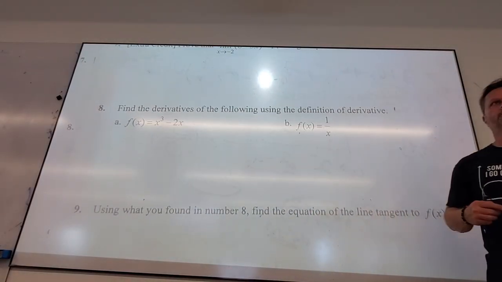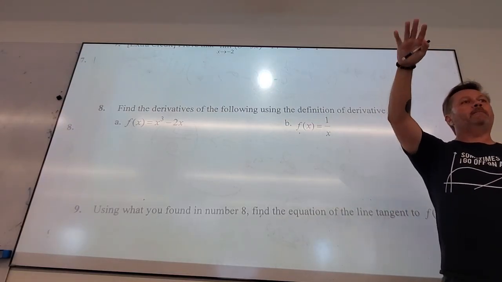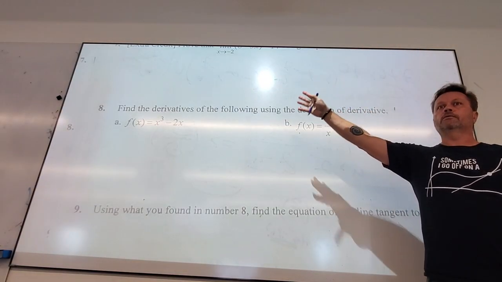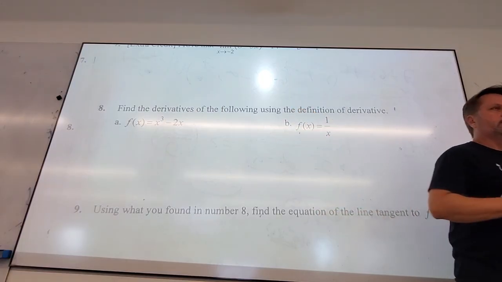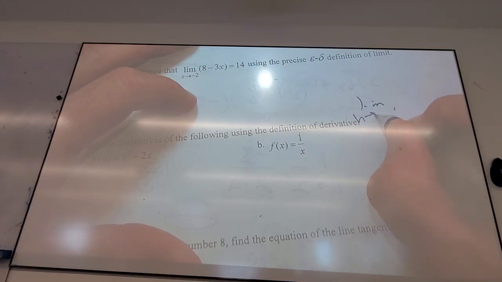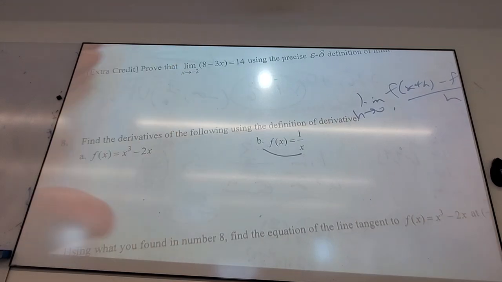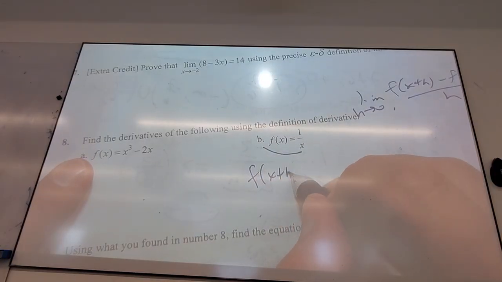So let me see. When I say using the definition of derivative, that means the limit as h goes to 0. Okay. So what do we need for that? We need f of x plus h, and we need f of x. Obviously, I'm going to have to tell you f of x every time. What's f of x plus h in this case? 1 over x plus h, yeah.